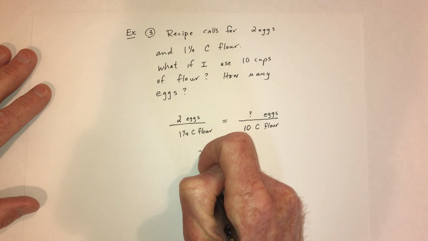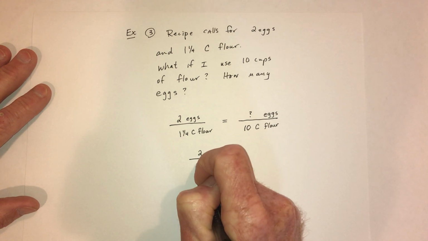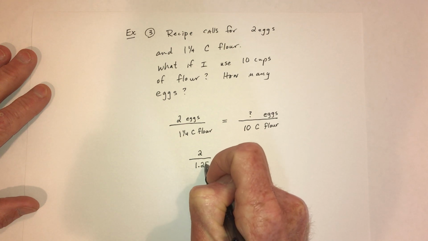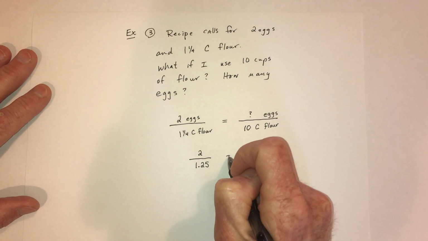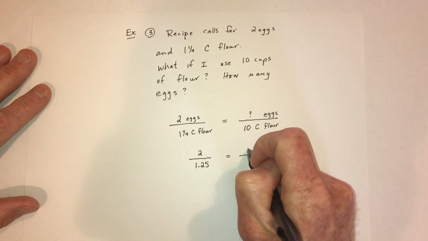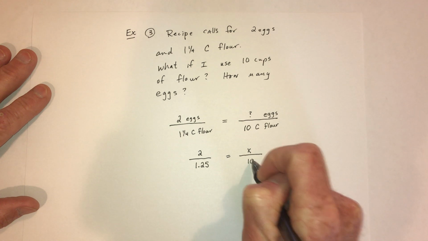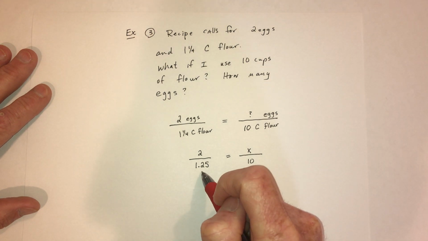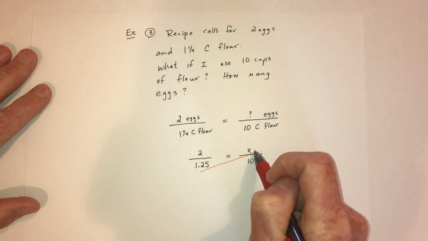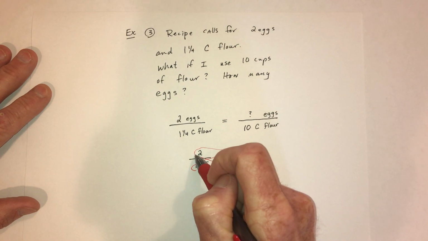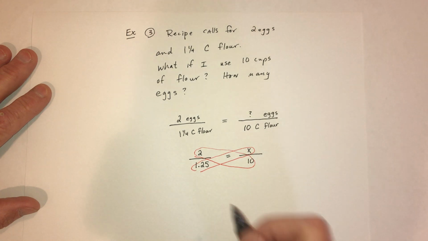So first of all, I'm going to drop the words off and just use the numbers. And for 1 1/4, I'm going to change it to 1.25. And then this fraction, since I don't know what to put there, I'll just use the letter X and then 10 cups of flour. And then you could do something that is called cross multiplying. So you multiply these two and you multiply these two and then set them equal to each other.